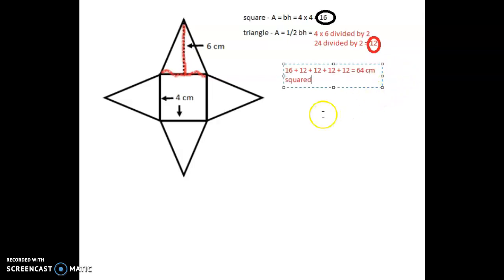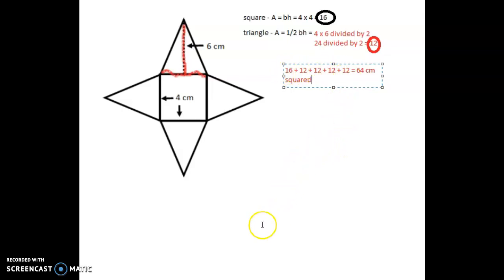Okay, now common mistakes are people who forget that triangles get divided by 2. Another common mistake is that people only do one triangle instead of adding it 4 times. You got to make sure you find all 5. There's 1, 2, 3, 4, 5 shapes, so at the end you should have 1, 2, 3, 4, 5 numbers.